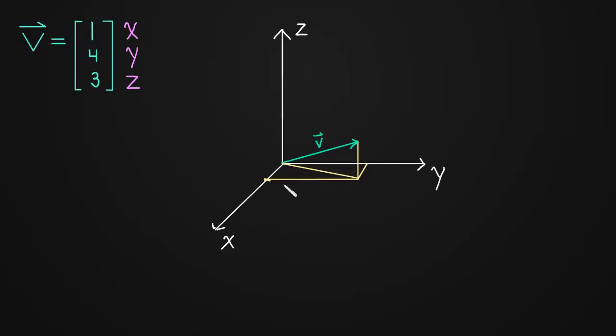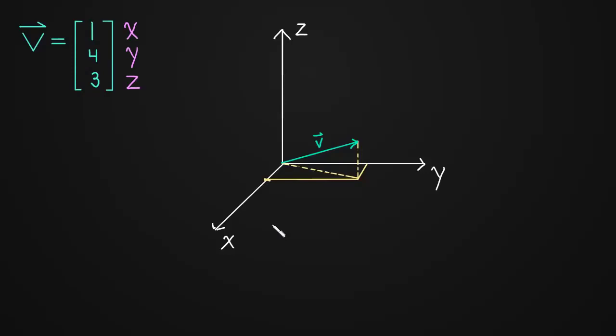Now to help with a sense of depth, I find it helpful to dash these lines here. And now that dashed line is like the shadow of v onto the xy plane. And then I also like to dash this line up for height. I just think it gives us a better sense of depth and clarity. Okay, and that's it. There's really nothing more to graphing vectors in three dimensions. I don't think you'll be asked to do that very often.